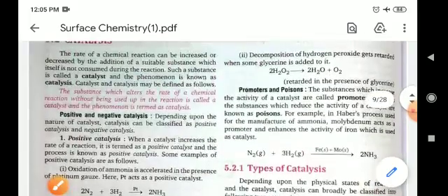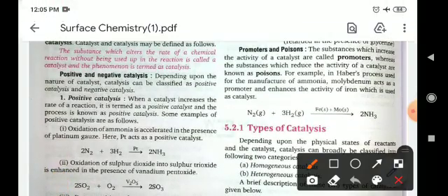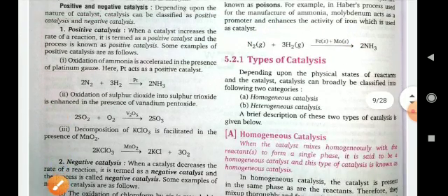Now, catalytic promoters and poisons. The substances which increase the activity of a catalyst are known as catalytic promoters, and the substances which reduce the activity of a catalyst are known as catalytic poisons. For example, N2 plus 3H2 gives 2NH3. In this case, Fe plus Mo: Fe is the catalyst, but Mo is a catalytic promoter because it increases the activity of the catalyst iron.